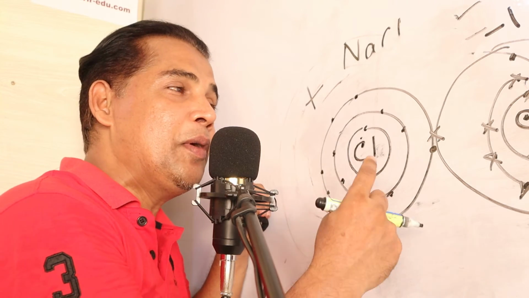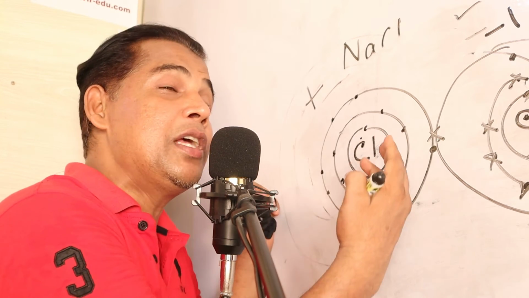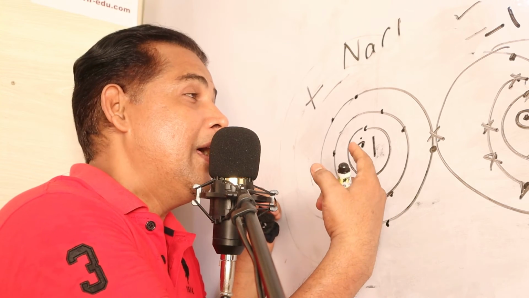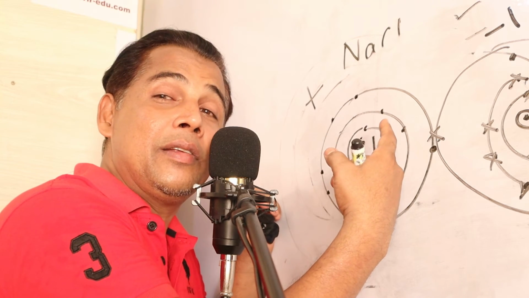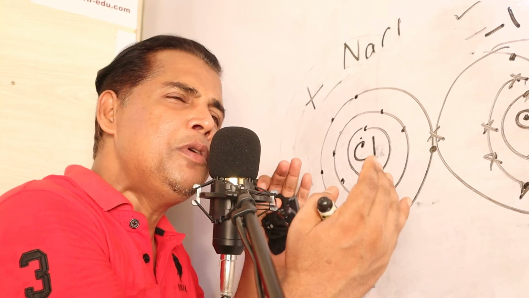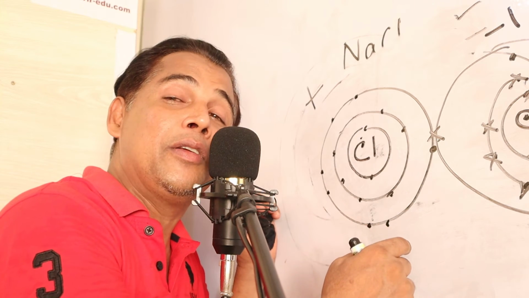You understand? Now chlorine and chlorine, being helpless, chlorine's outer shell is telling, brother, I have one lack in my outer shell, and you also have a lack in your outer shell. So if we share in this situation, our outer shells become octet, 8.